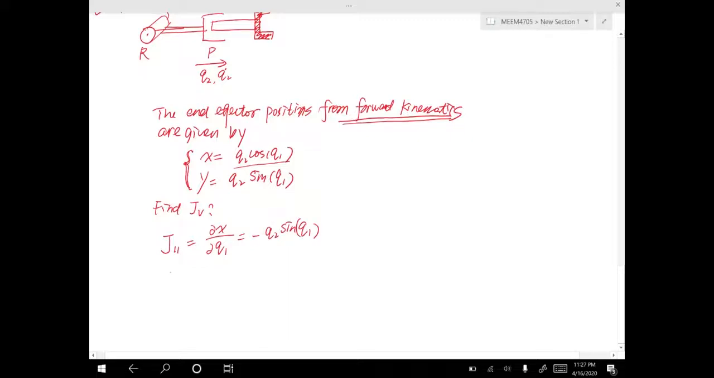Okay, and J12, that is dx over dq2. Sorry, J12 by definition is dx over dq2. So for dx, again, we need to take a look at here, but we're differentiating with respect to q2. So this term equals cosine q1.